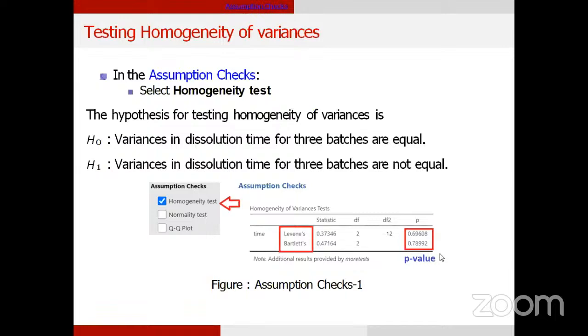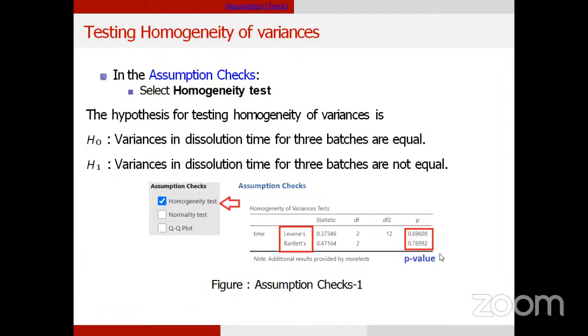So, assumption checks. For testing the homogeneity of the variance, select the homogeneity test under assumption checks. First, H0 says the variances in dissolution time for the 3 batches are equal. H1 says the variances in dissolution time for the 3 batches are not equal. That is, the null hypothesis H0 is equal, the alternative hypothesis is not equal. So for the homogeneity test, we go for Levene's test and Bartlett's test.